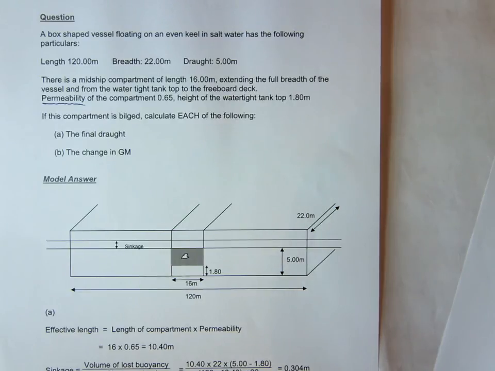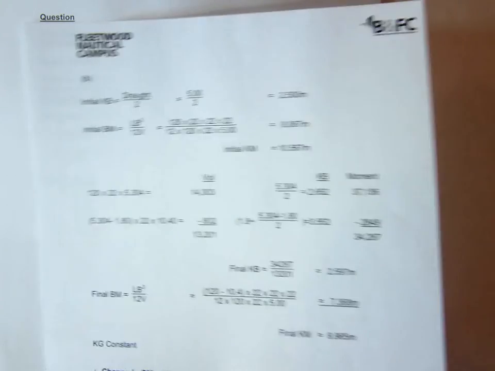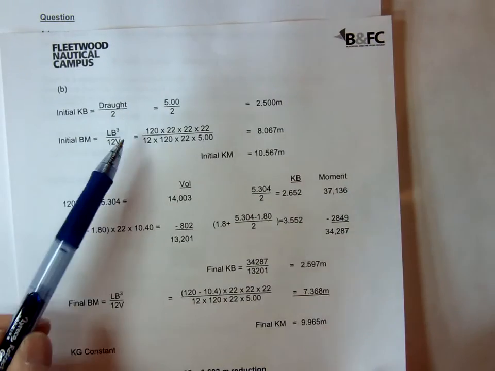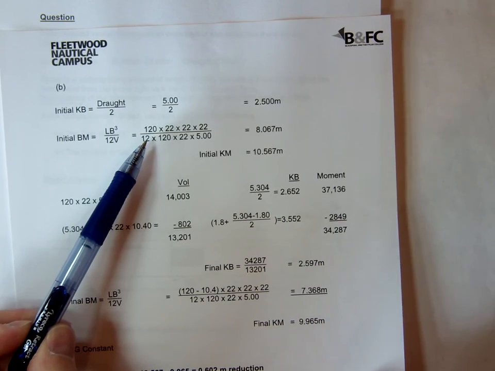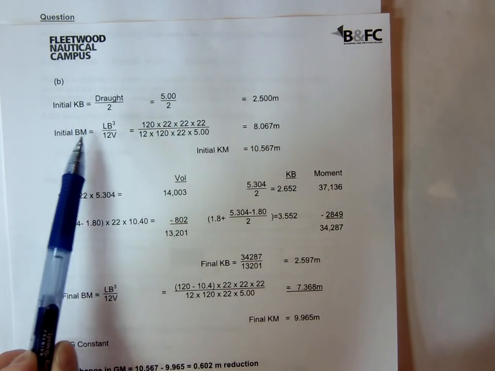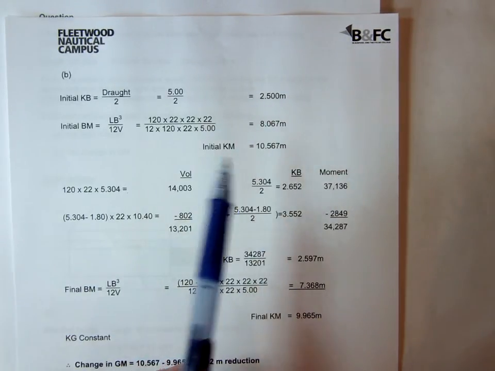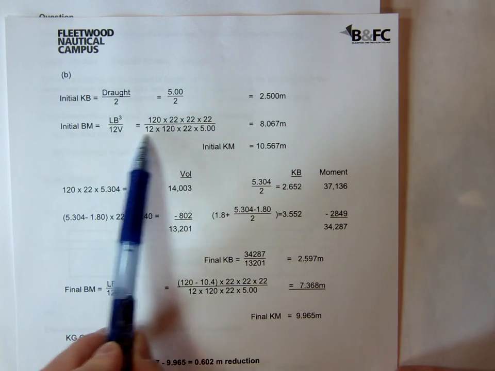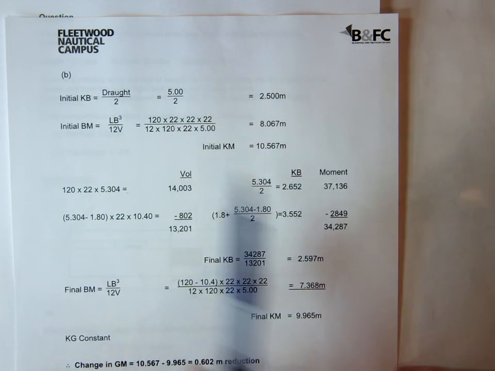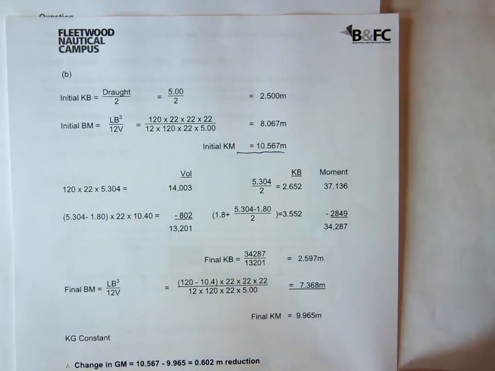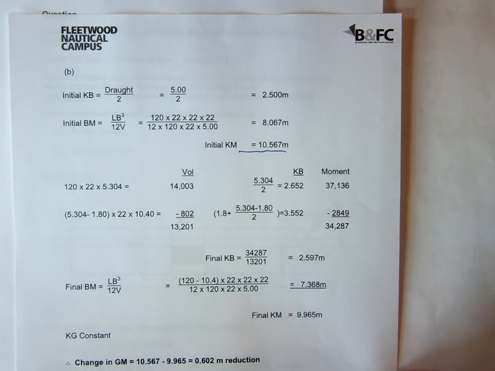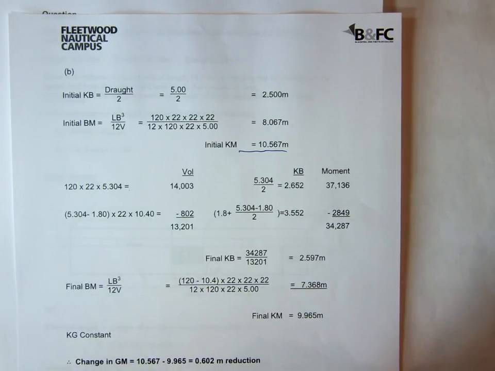So to get the initial KM, it's KB plus BM. Well, KB is simply the draft divided by 2, and BM, because there's no situation occurred, no bilging or anything, it's just simply LB cubed over 12V, B squared over 12D. We can work out our KB, our BM, add the two together. So initially our KM is 10.567, half the draft there, and LB cubed over 12V there. So straight away we can find our initial KM. That's pretty straightforward. If we can find our final KM, then compare the two, and that will give us the change in the GM.